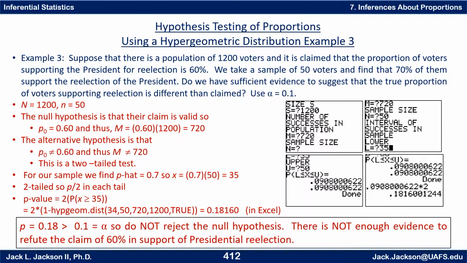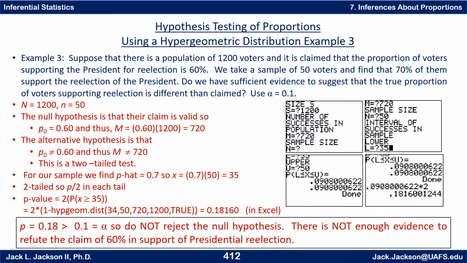Now let's think about it a minute. 35, that was 70%. 70% is bigger than 60%. So something that value or more extreme would be 35 and up, or equally far on the left side. So we're going to find the probability that we go from 35 up, and we're going to double it. Okay. So the p-value is 2 times the probability that X is greater than or equal to 35.